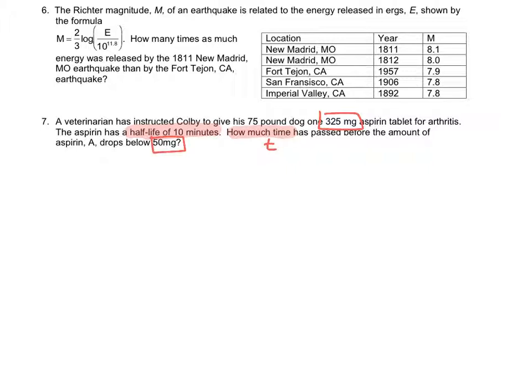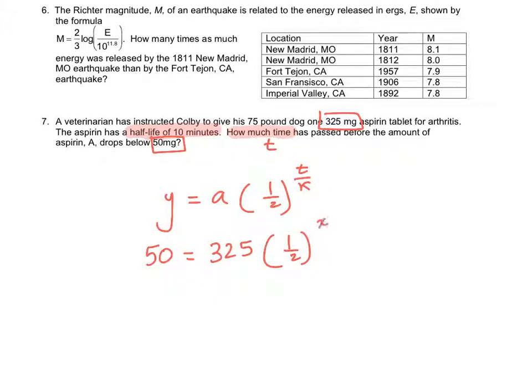So let's write first of all the equation of a half-life. y equals a half to the power t over k. So the final amount is 50. The initial amount is 325. The time is the x I need to find, and the half-life is 10. Since this is in 10 minutes, the time I'm finding will be in 10 minutes as well.